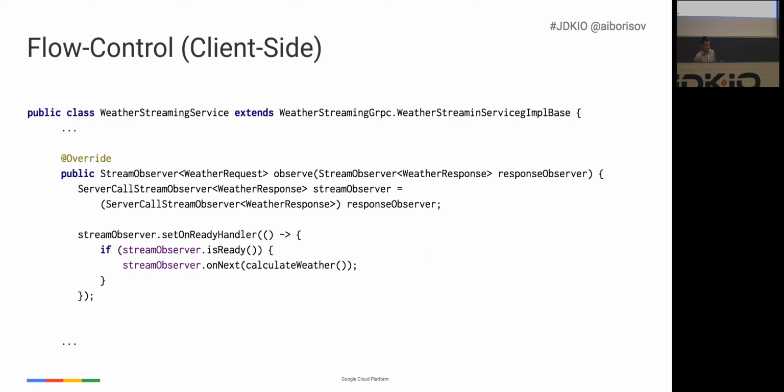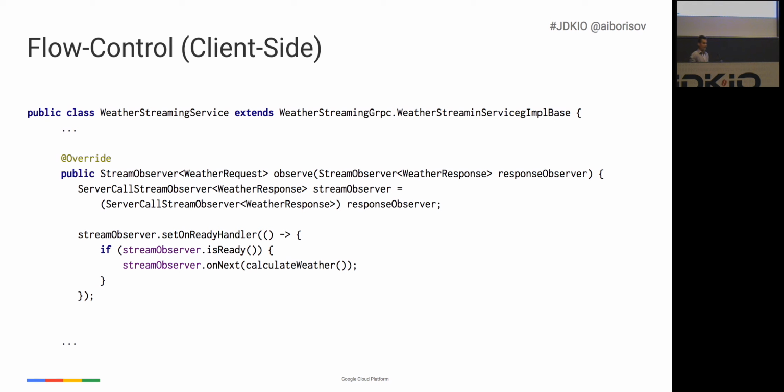On the server side, we also need more than the 3 methods onNext, onCompleted, and onError. That's why we can cast our StreamObserver to ServerCallStreamObserver. ServerCallStreamObserver gives us additional methods, including methods for flow control.